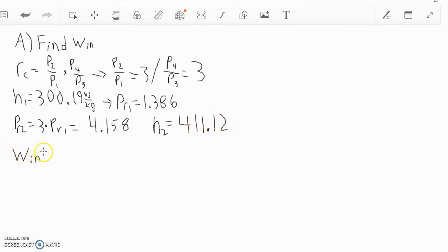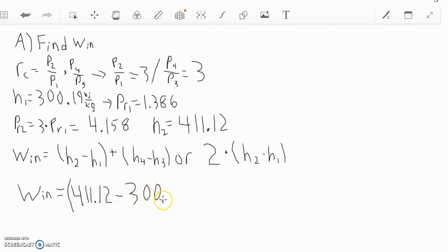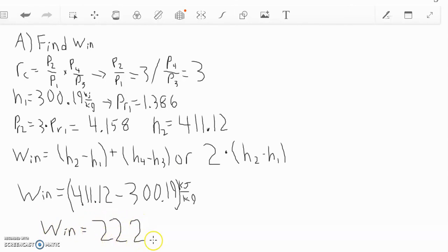So now we can calculate the work in. This is equal to H2 minus H1 plus H4 minus H3. But we can simplify this to 2 times H2 minus H1. They're both going to have the same amount of work. So we plug in our numbers, and we get 2 times 411.12 minus 300.19, all in kilojoules per kilogram, which gives us total work in of 222.13 kilojoules per kilogram.